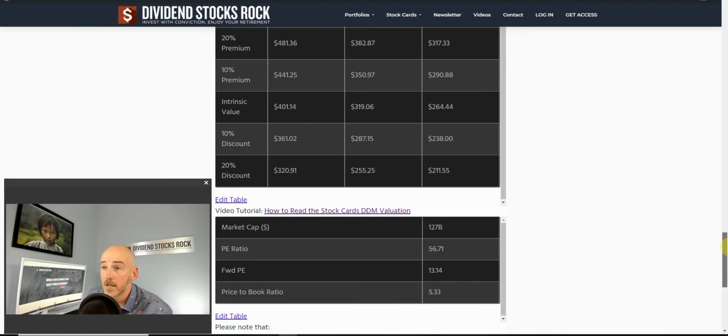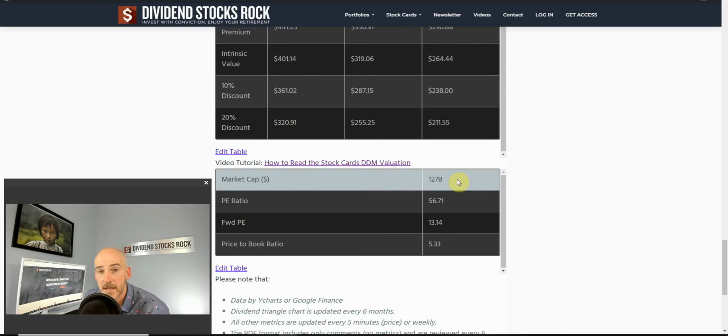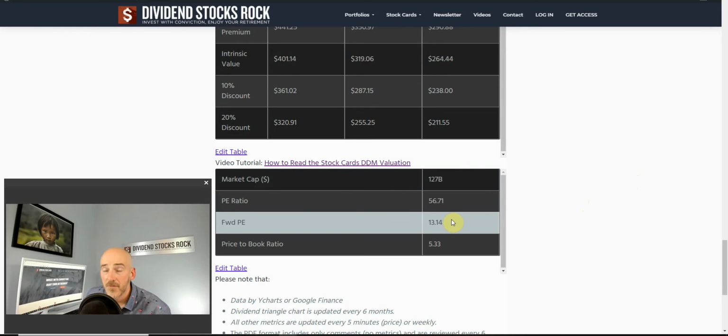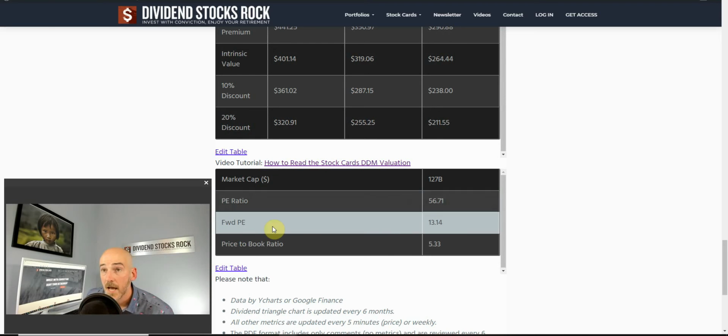We also added a few other valuation methodologies here. So you have the market cap, so 127 billion, which is a blue chip, a big capitalization company. PE ratio and forward PE ratio, as you can see here, it all makes sense. You have a super high price earnings ratio right now at 56, but keep in mind earnings were lower in the last quarter because of amortization used on acquisition. So then again, this is why you have a very high PE ratio right here and a forward PE ratio of 13, which totally makes a lot more sense.